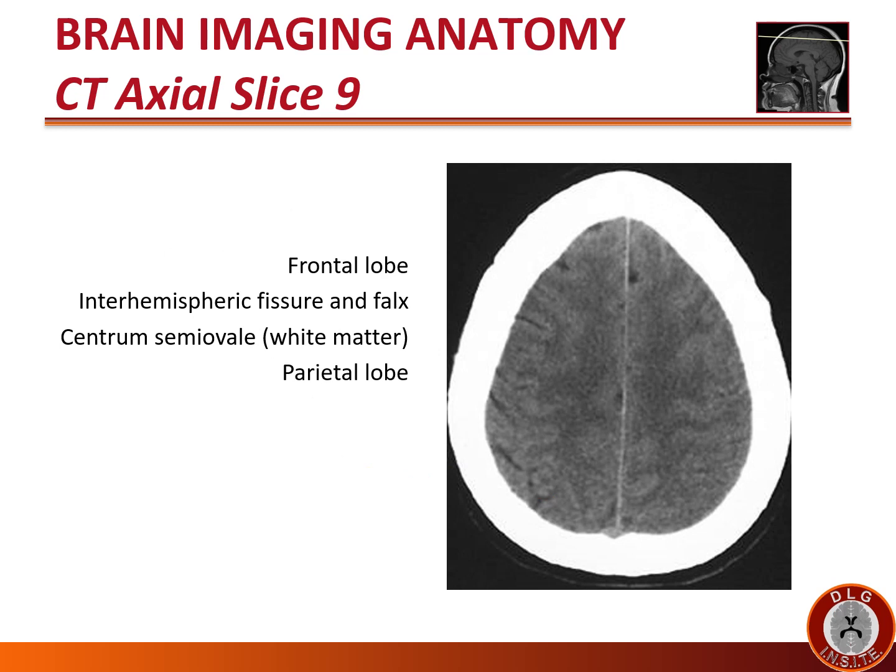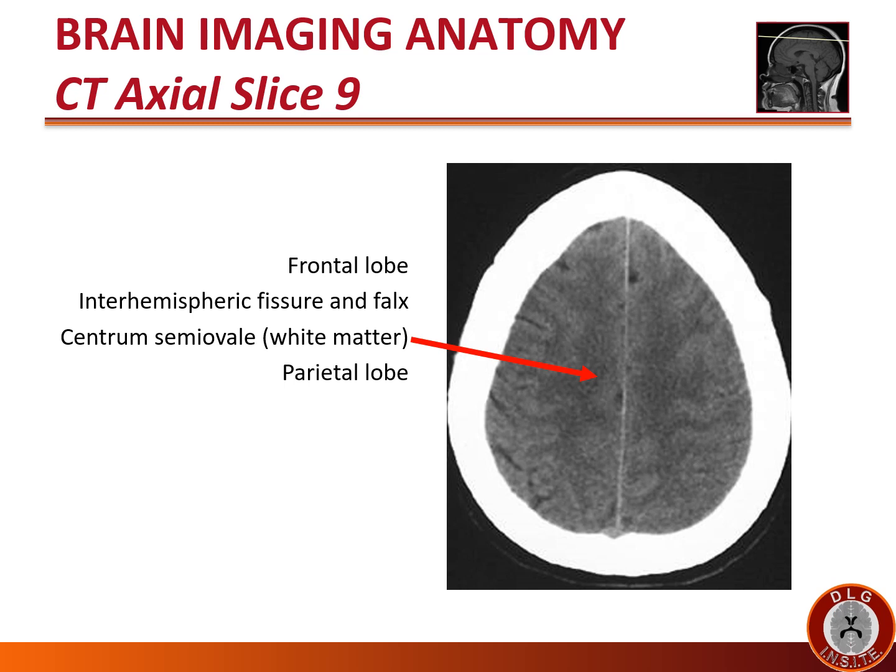We now come to CT slice 9, the rostralmost slice in this presentation. Pause for a moment and see if you can identify the structures listed on this slide before proceeding to the next slide. At this level, the cerebral cortex anterior to the central sulcus remains the frontal lobe. In between the two hemispheres lie both the interhemispheric fissure, a CSF structure, and the falx, a dural structure.